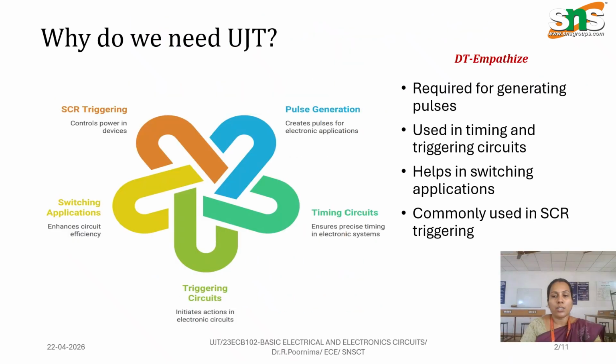So let's see the need for UJT. It is required for generating pulses in electronic circuits. It is basically a triggering device, or it is used as a controlling switch. It is used in timing and triggering circuits, commonly used in SCR triggering.